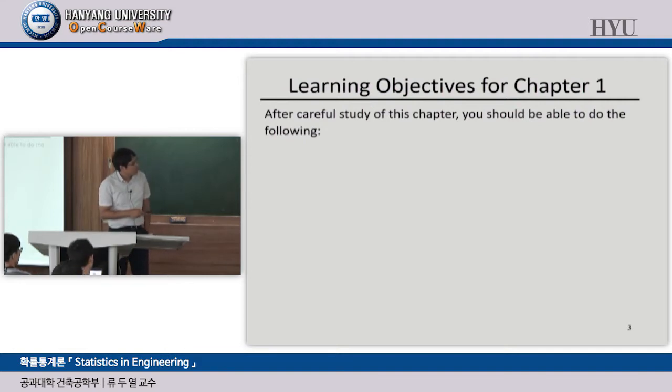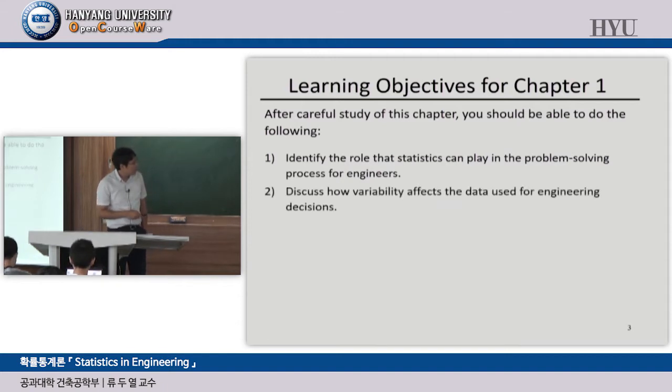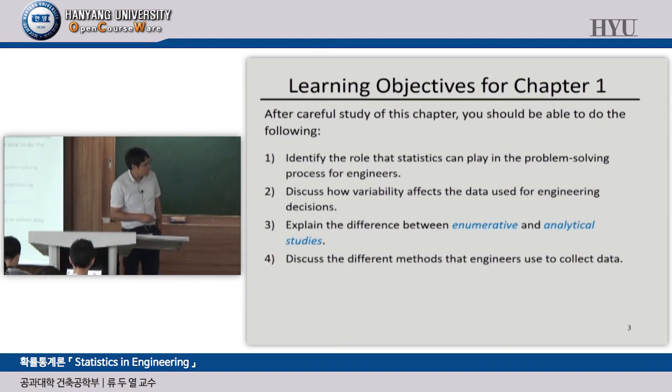And these are the learning objectives for the first chapter. After careful study of this chapter, you should be able to do the following. First, you can identify the role that statistics can play in the problem-solving process for engineers. And then you can discuss how variability affects the data used for engineering decisions. And then you can explain the difference between the enumerative study and the analytical study. And then you can discuss the different methods that engineers use to collect data.